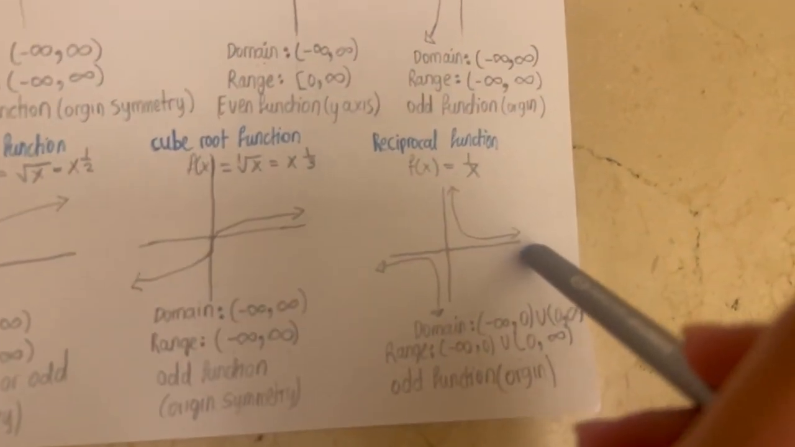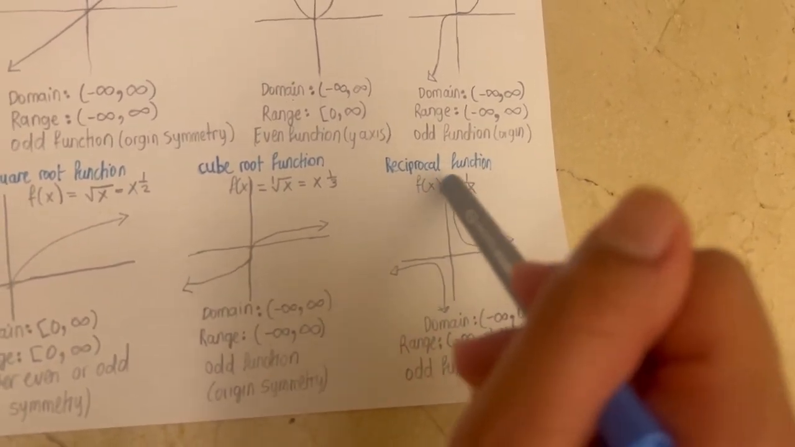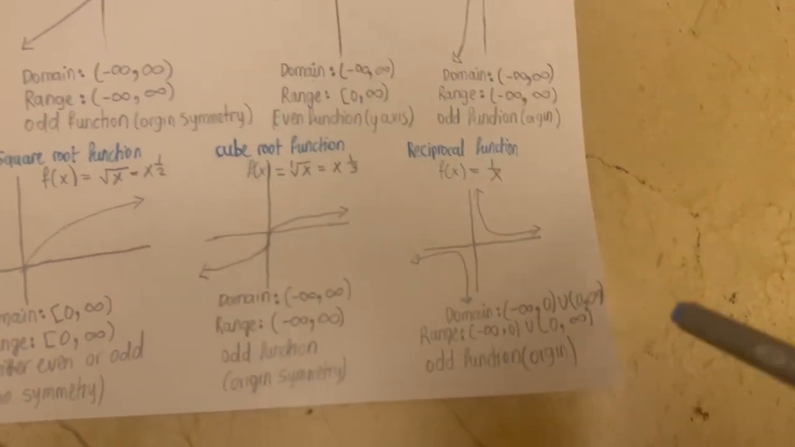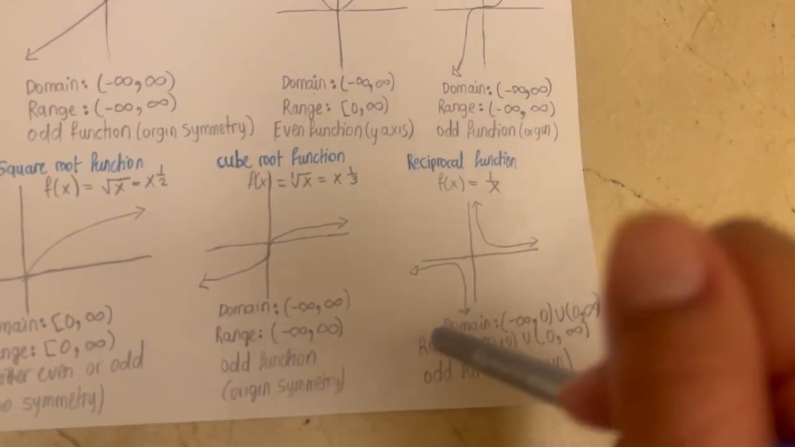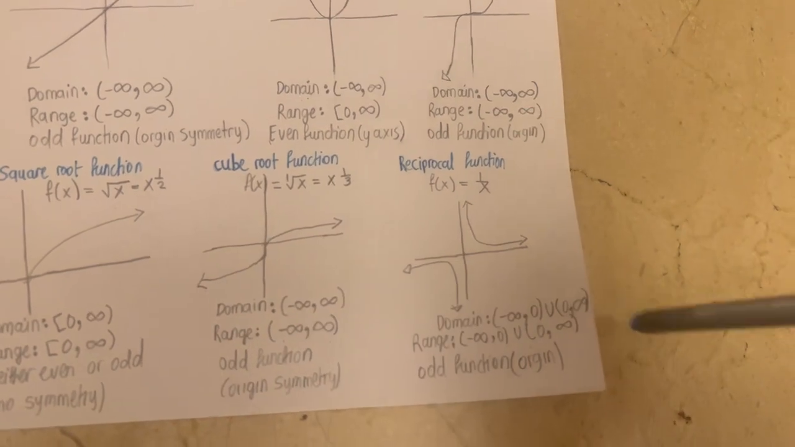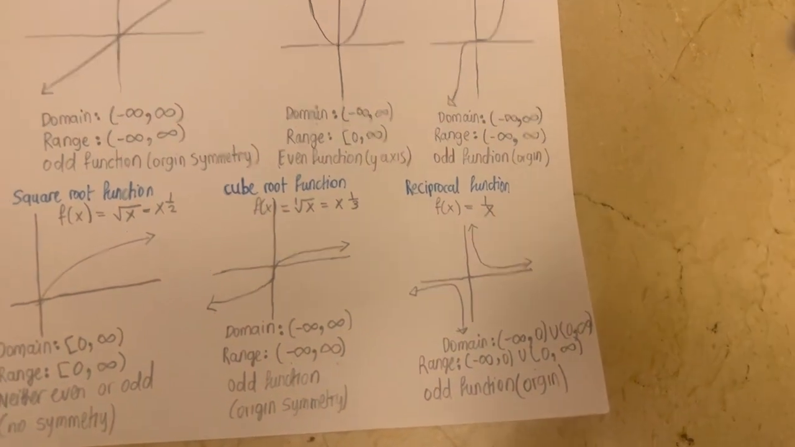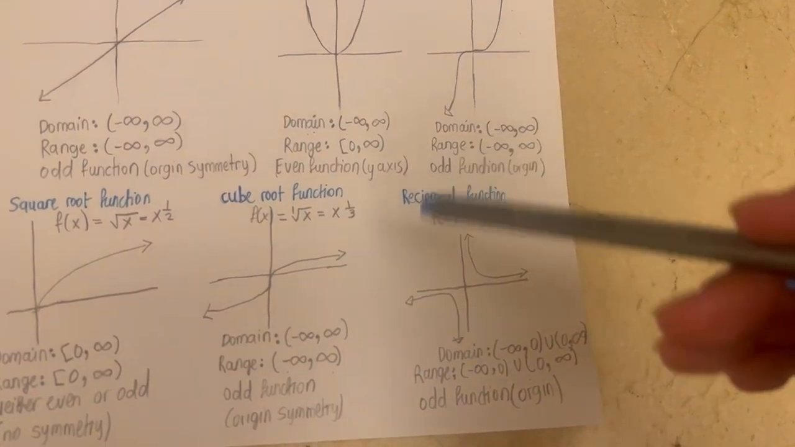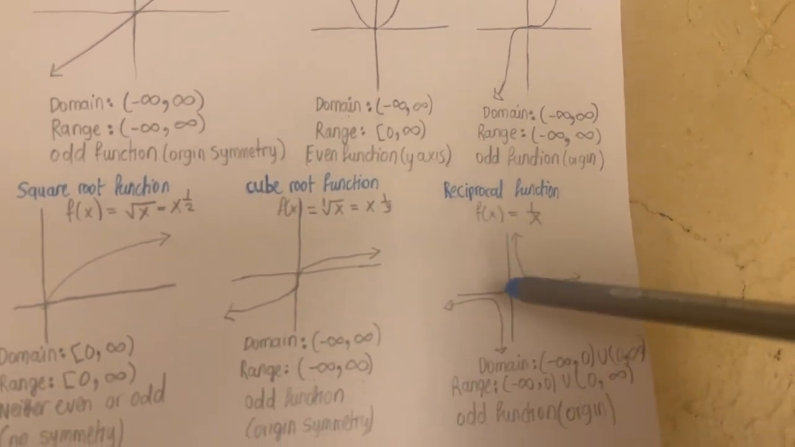And lastly, we have the reciprocal function, which is f of x equals 1 over x. The domain for this function is actually all the numbers except for 0. And the same goes for the range, so all the numbers except for 0. And in terms of what type of function this would be, it is considered an odd function because, as you can see, it is symmetric to the origin.